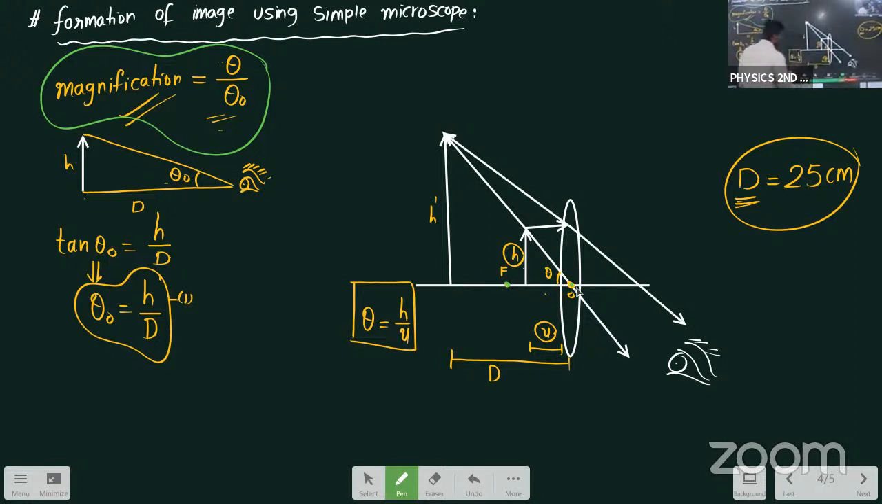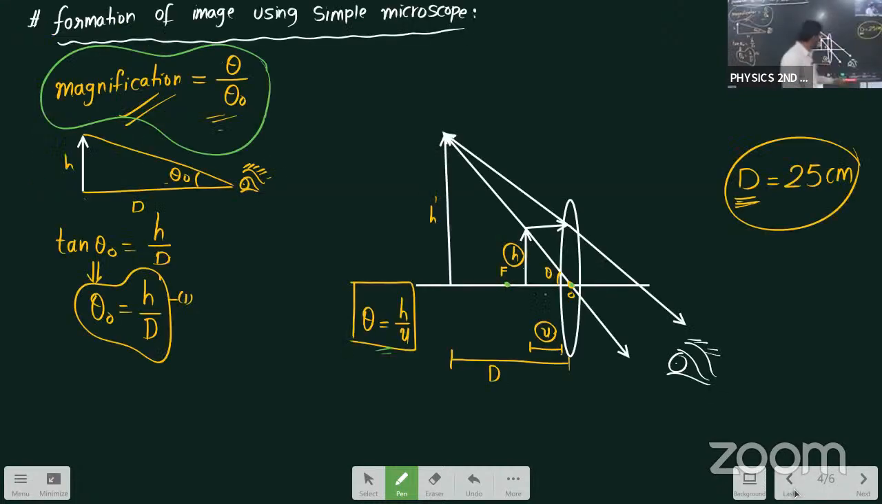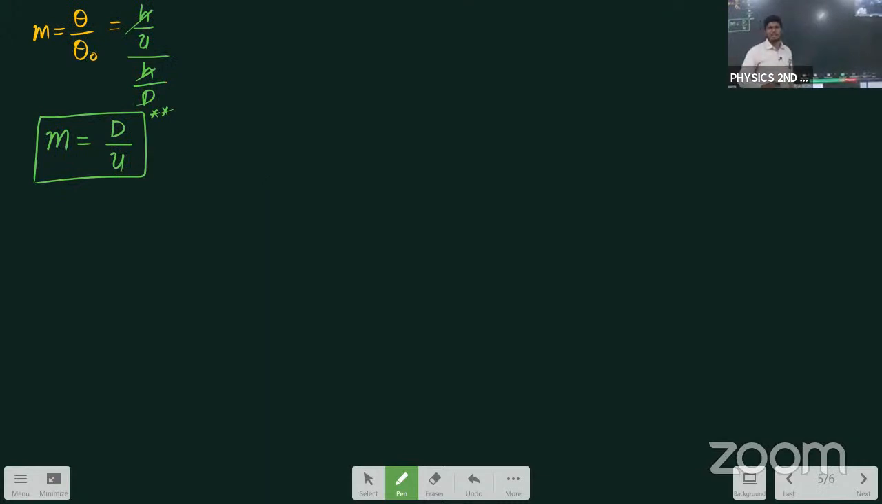Now I have obtained the values of theta and theta naught. Finally, I am getting the formula for magnifying power as M is equal to D by U. Now, once you write this answer till here, you are not supposed to write the entire thing, because you are preparing for your supplementary examination or annual examination. You are just supposed to write down the definition for simple microscope. After writing the definition, you are supposed to draw these two diagrams. After drawing these two diagrams, determine the values of theta naught and theta, and finally substitute them into the magnifying power. No need to write the entire theory.